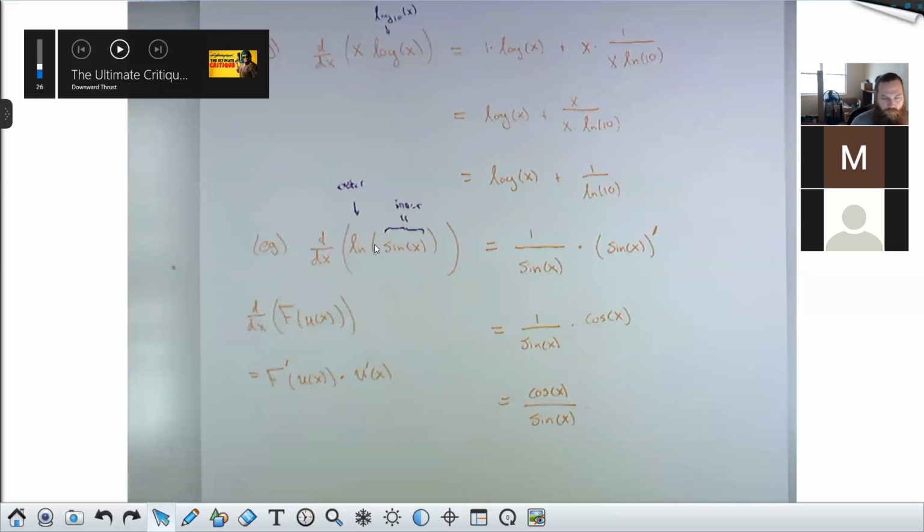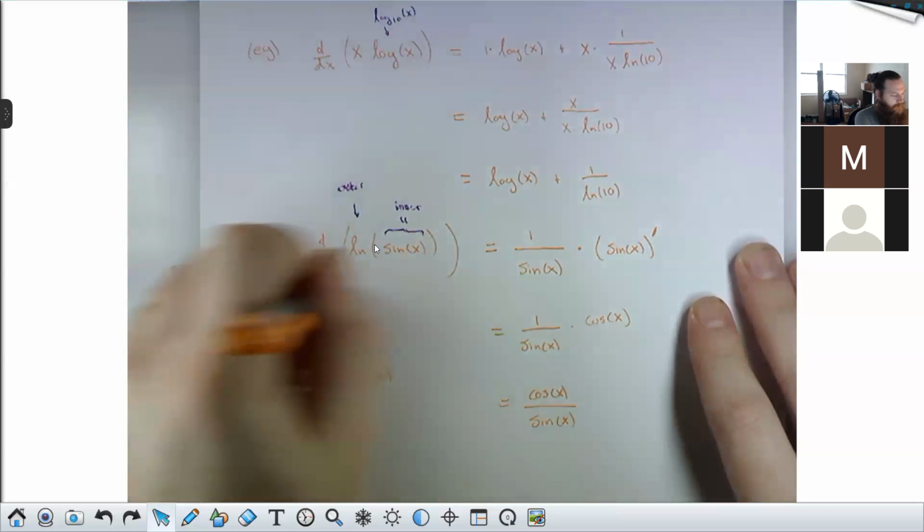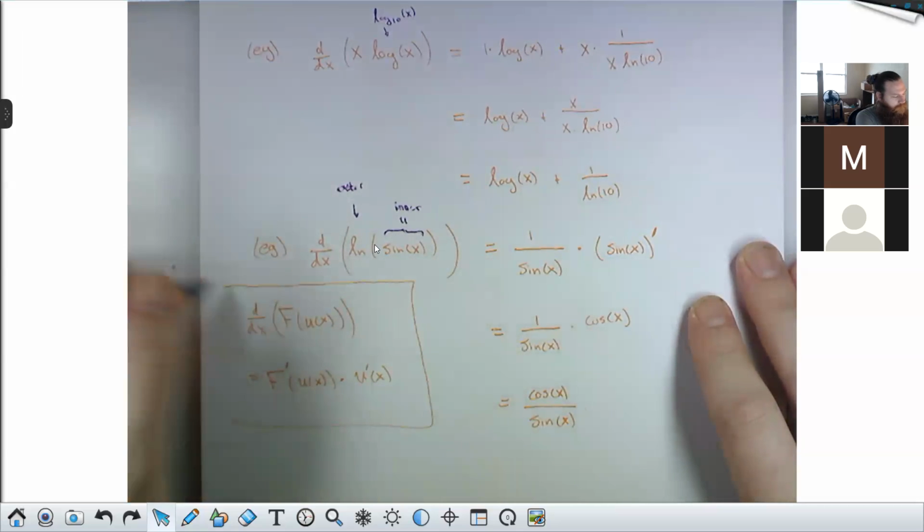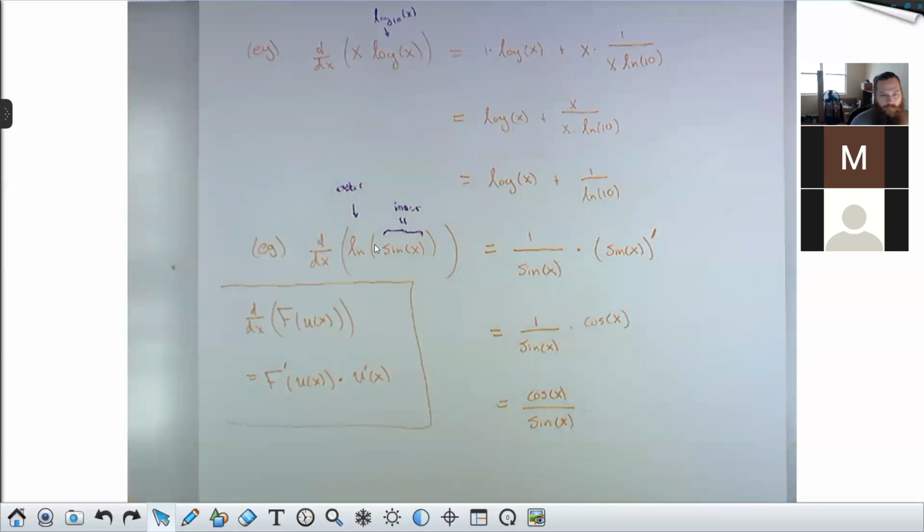I think I might have had it confused this whole time. I thought the derivative of the outer is 1 over sine x. Yeah, this is the derivative of the outer with the inside left alone. And then we're multiplying by the derivative of the inside here. So this piece, the sine of x all primed, that's like u primed. And 1 over sine of x, that's like f primed of u of x.